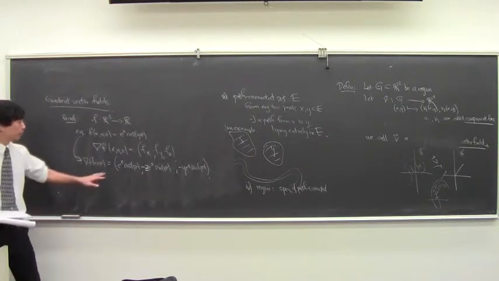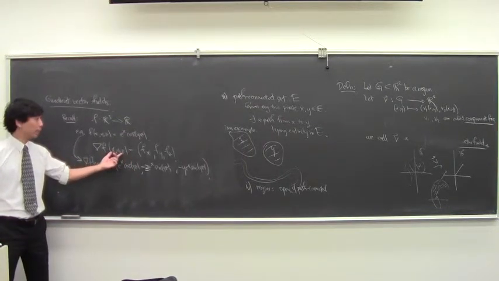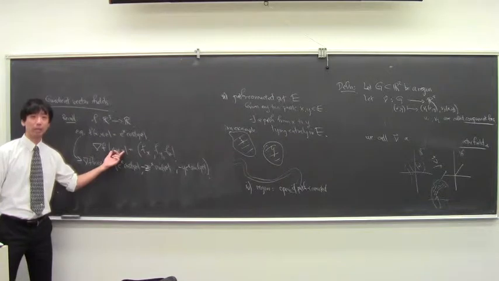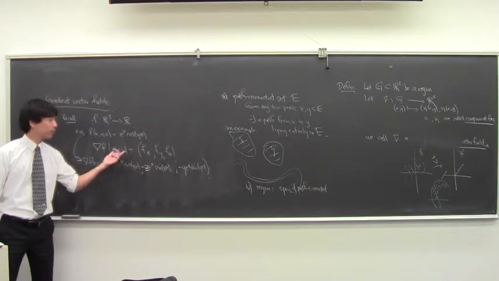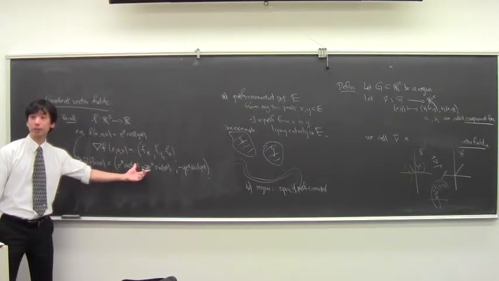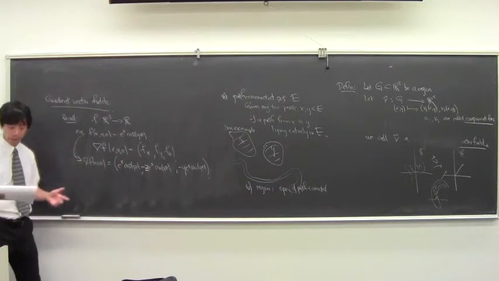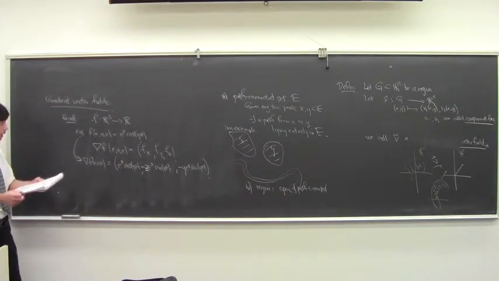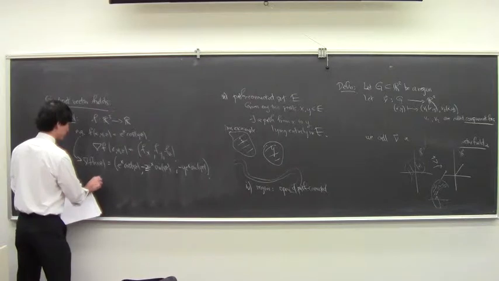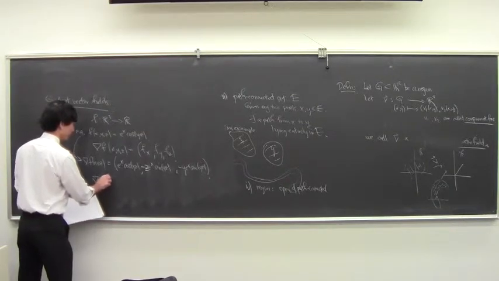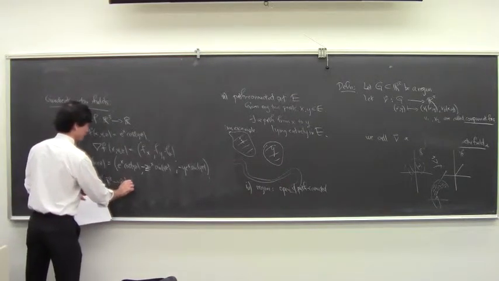So what was this thing? Well, you see that to every point x, y, z it associates a vector. Every point in R3 it associates a vector in R3. It's a vector field. This thing was a vector field.